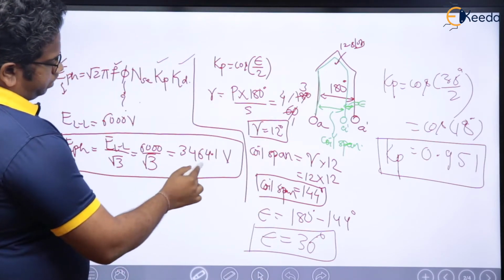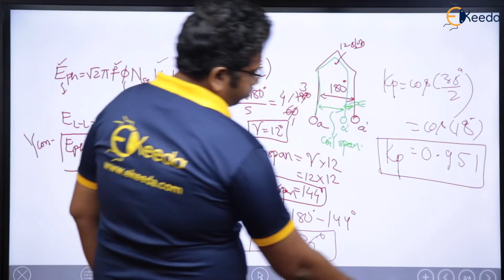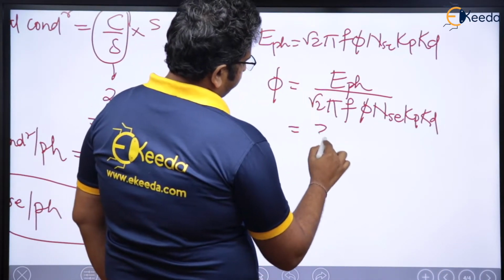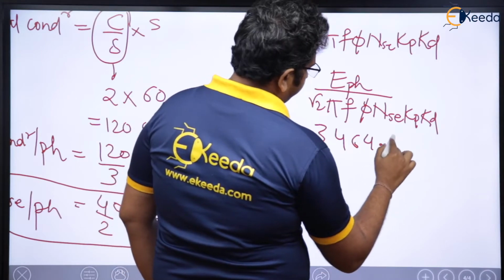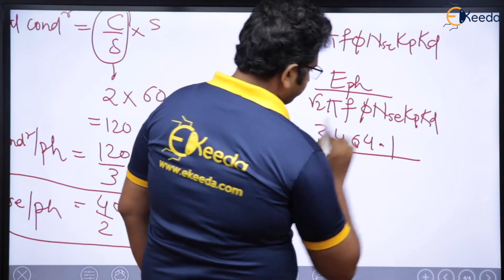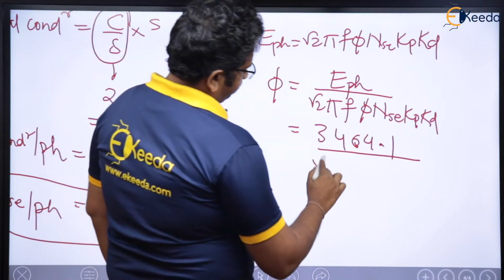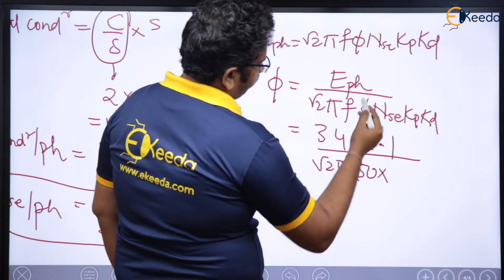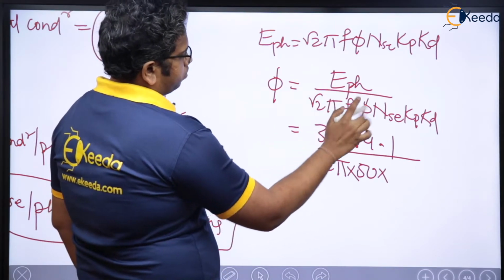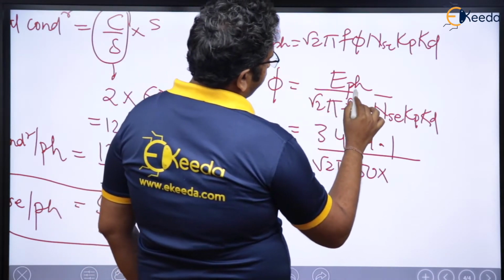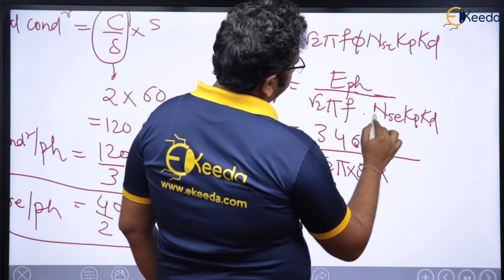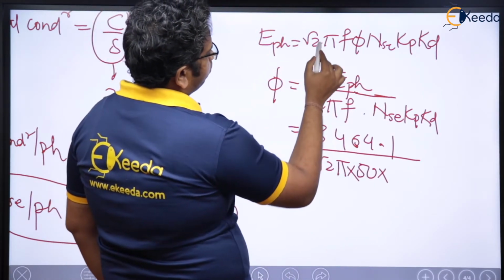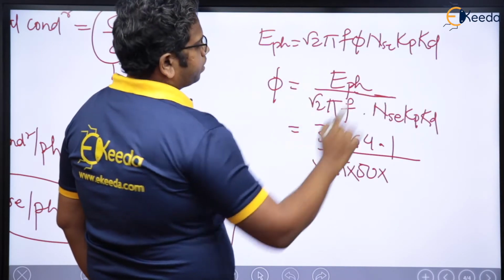EPH is how much? 3464.1, divided by root 2 pi, multiplied by F, which is 50. Then flux phi... sorry, this flux phi will not come here, guys. Flux is taken here, right? This is nothing but EPH upon root 2 pi N_se K_p K_d, that's it.